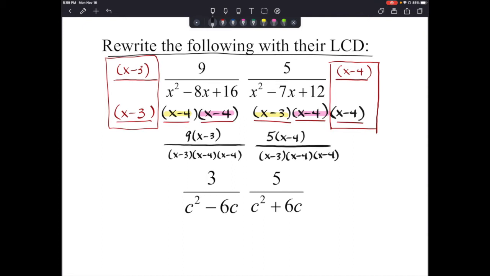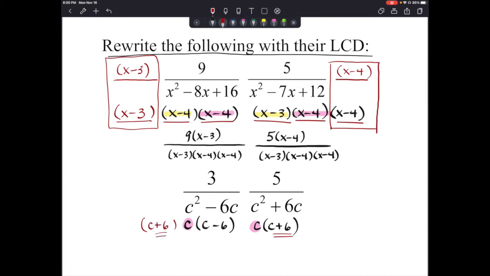We have 3 over c squared minus 6c, and then we have 5 over c squared plus 6c. So let's factor out that greatest common factor, which would leave us with c minus 6 times a c. And on the right side, we'll factor out that c, and we'll have a c times a c plus 6. Okay, so again, both of them have a c, but now we're going to need to multiply the left side by what we have on the right side that's missing. So that would be a c plus 6.